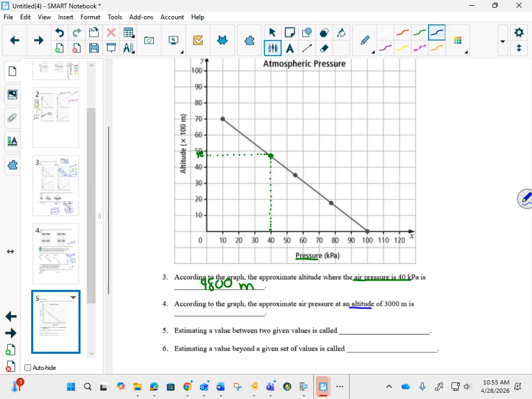Next, I'll do this one in blue. It tells me the altitude is 3,000 meters. On here, 3,000 is 30 times 100. That's right here. I go over, dot, dot, dot. This is the work I'm going to expect on your test, that you show this. That looks like 62. Include my units.